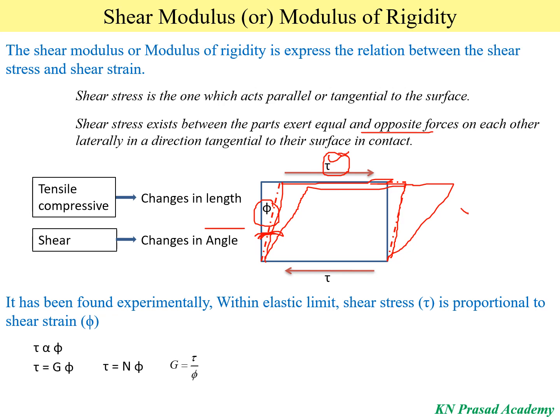From this we write tau equals G into phi, or also tau equals capital N into phi. Here G and N are what we call the modulus of rigidity. Some textbooks give the notation for the modulus of rigidity as G, and some other textbooks give it as capital N. And here phi equals shear strain. So what does the modulus of rigidity mean? That is capital G equals tau by phi.